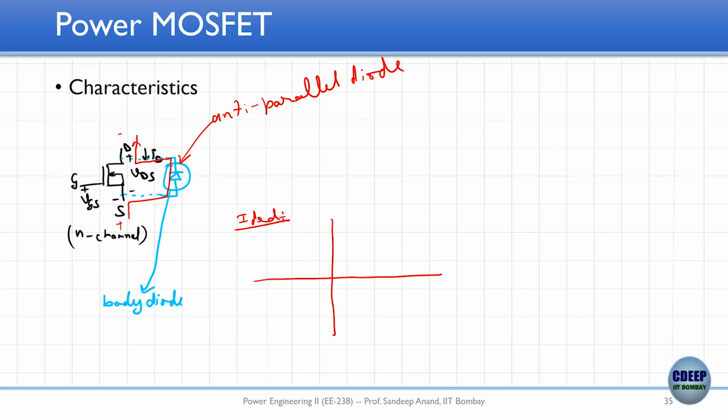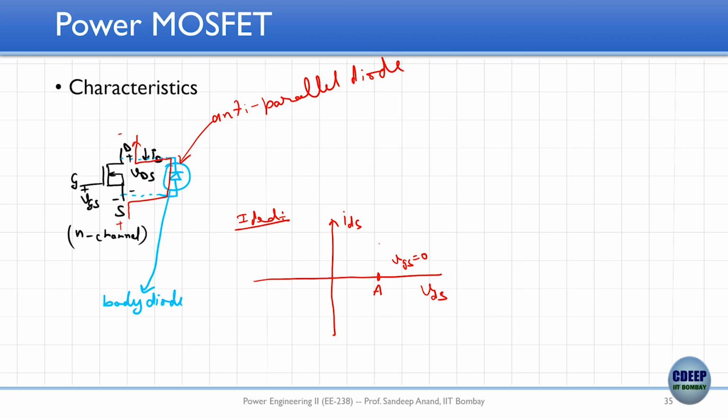If I want to draw the ideal characteristics now, let's say this is voltage between drain to source and this is current flowing from drain to source. When the gate is off, when the gate to source voltage is 0, let's say VGS is 0, and if I apply a positive voltage across drain to source, let's say at point A, what will be the current that will flow from drain to source?